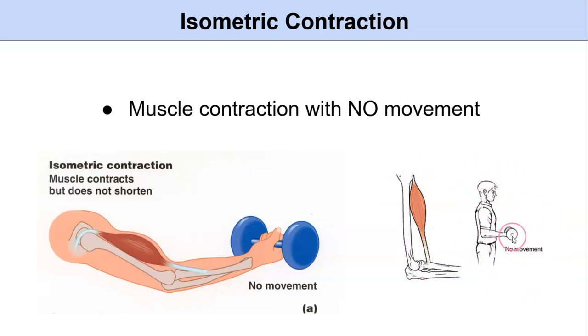This person is not moving the dumbbell up or down. They're simply holding the dumbbell at 90 degrees elbow flexion. That means the bicep brachii is being used. Remember, the bicep brachii is flexing the elbow. So we have the elbow flexed, but we're not moving it anymore. That would be considered an isometric contraction for the bicep brachii.